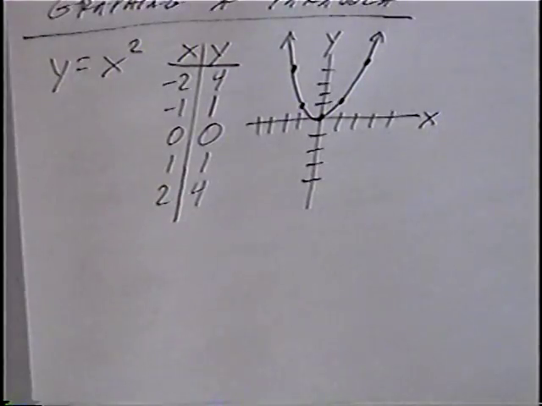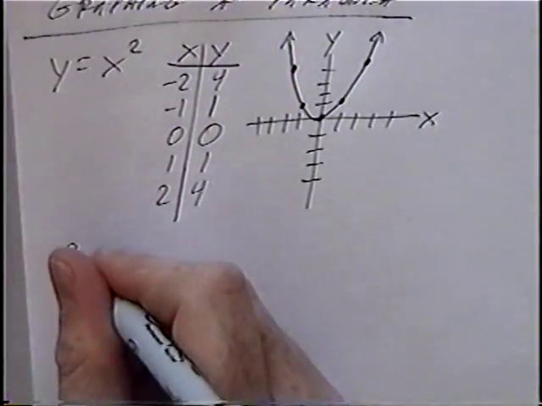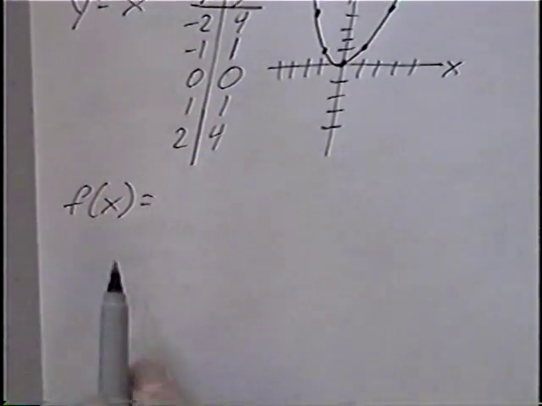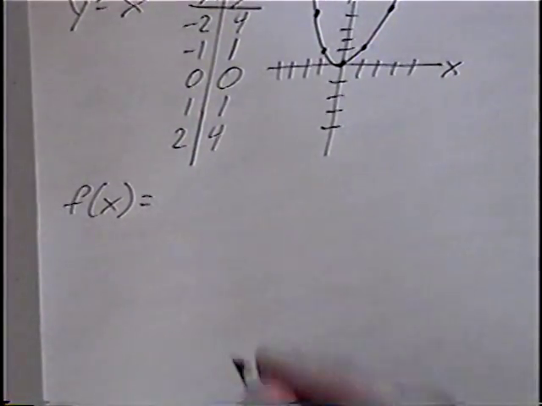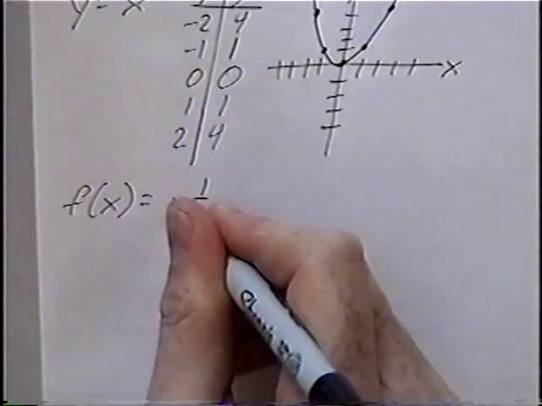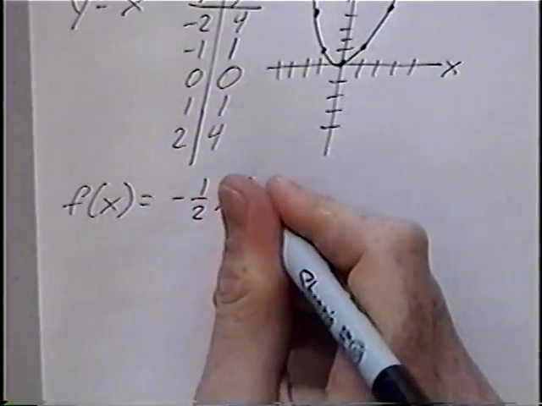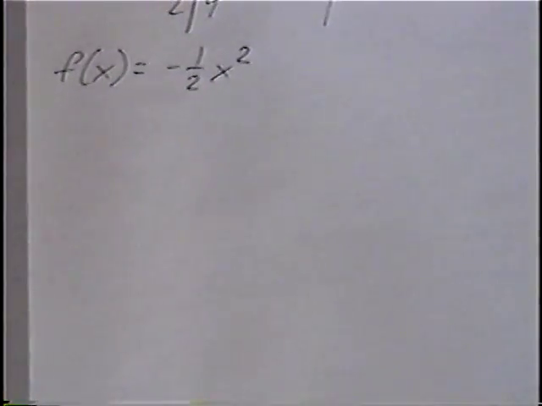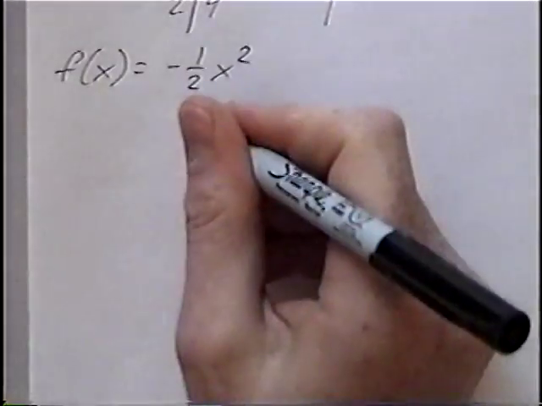Next question and final graph for this section is f parentheses x, also read out loud as f of x. It's a fancy term for y. And the equation is negative 1/2 x squared. Same steps we had before. We'll do a t-table.